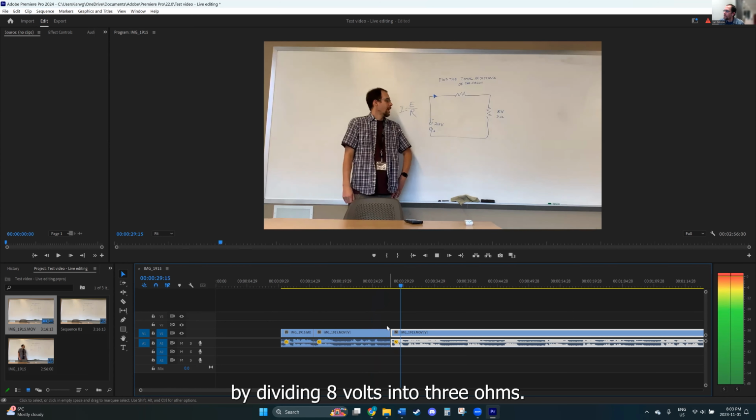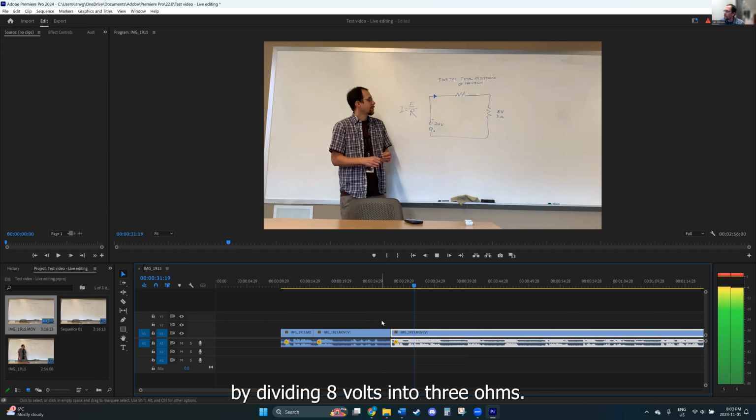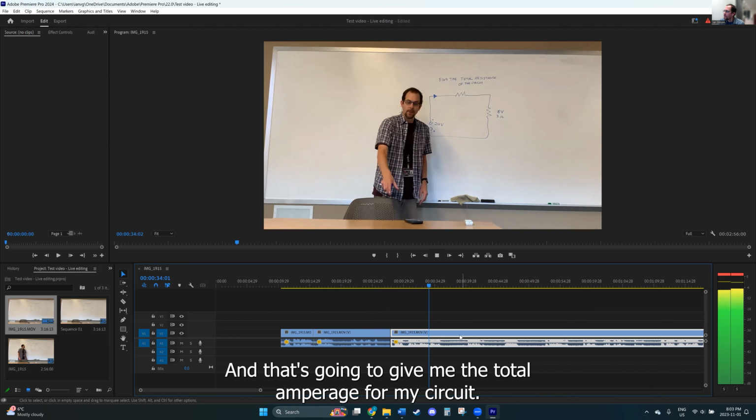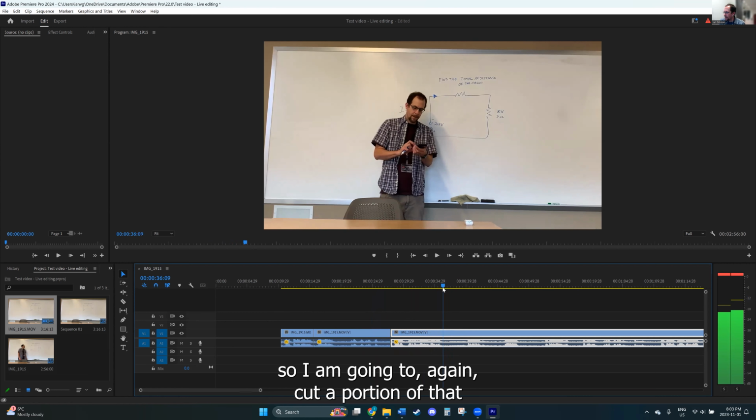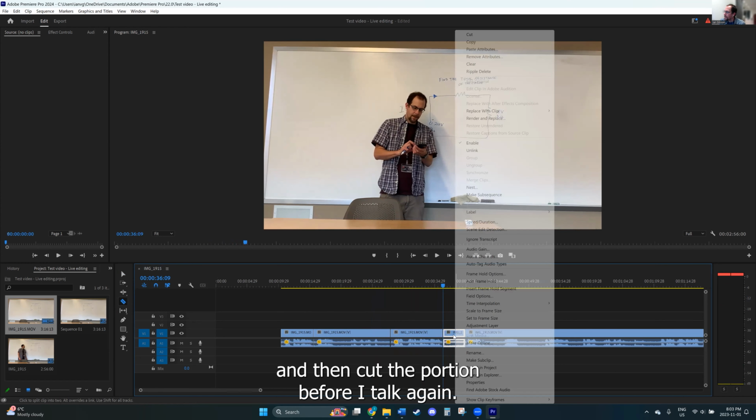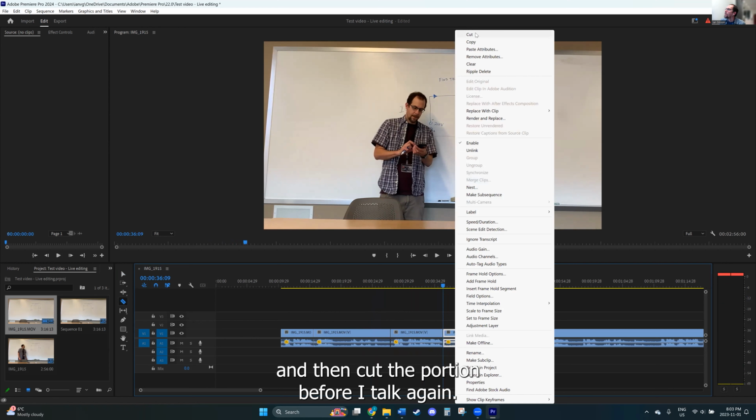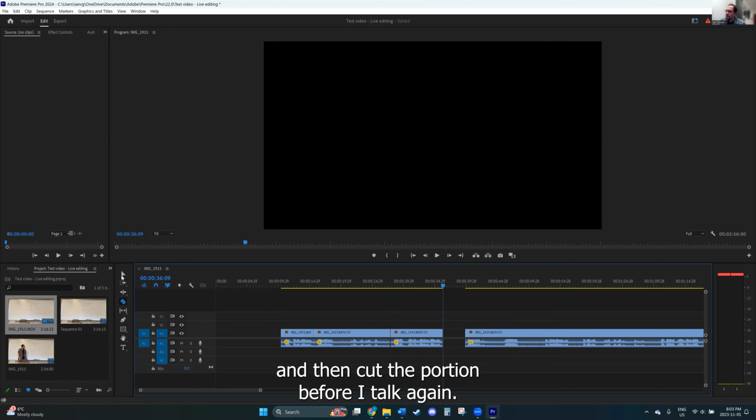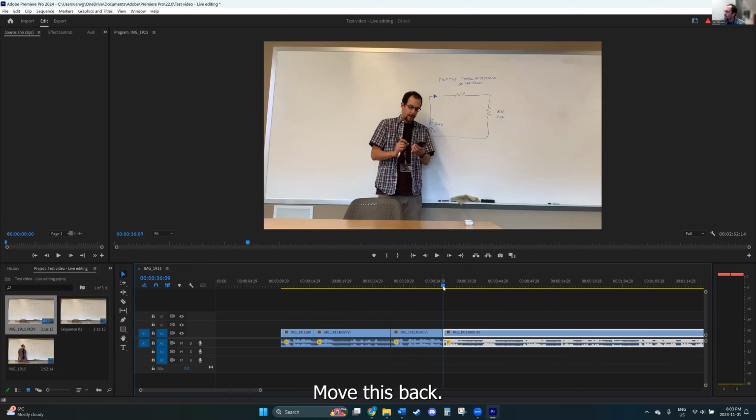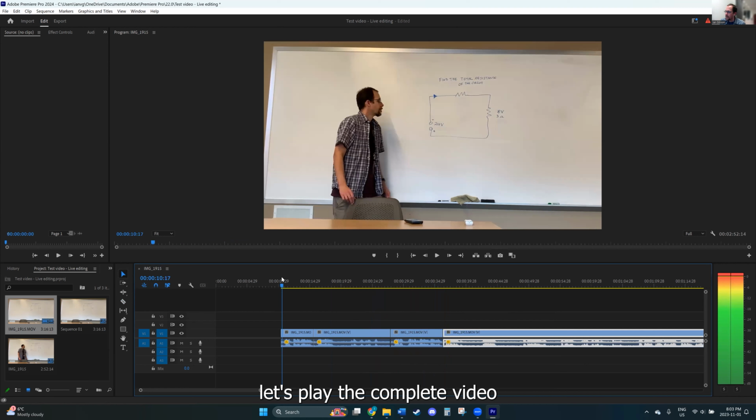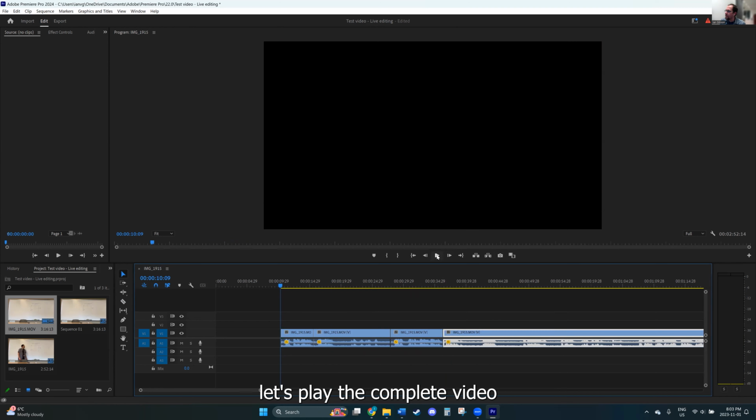I'm going to start by dividing 8 volts into 3 ohms, and that's going to give me the total amperage for my circuit. Nobody wants to see me on a calculator, so I am going to, again, cut a portion of that, and then cut the portion before I talk again. Move this back. And now let's play the complete video.